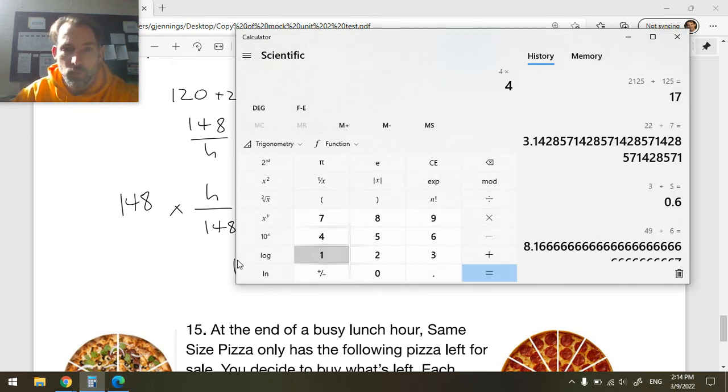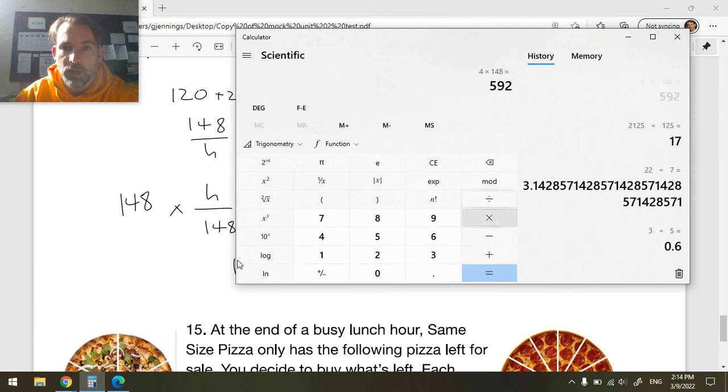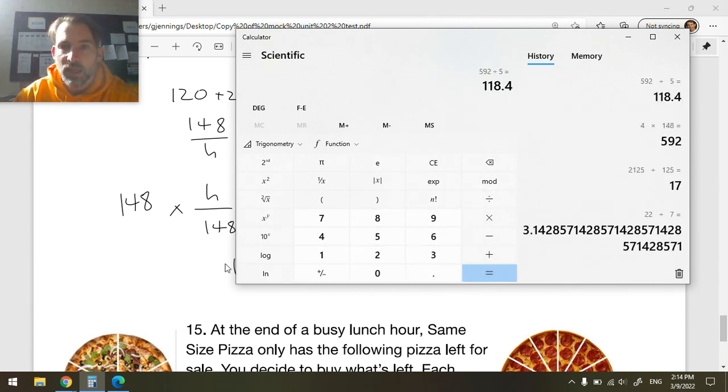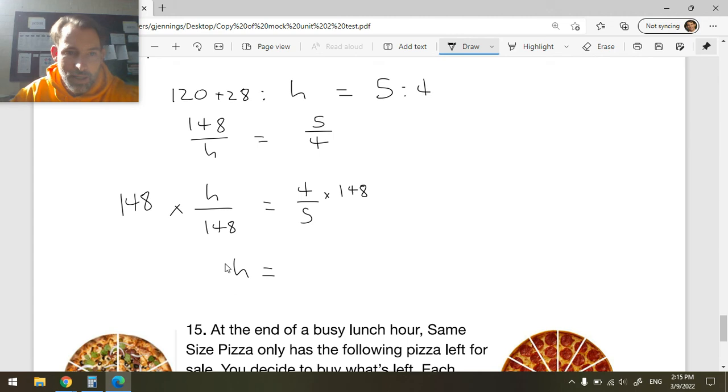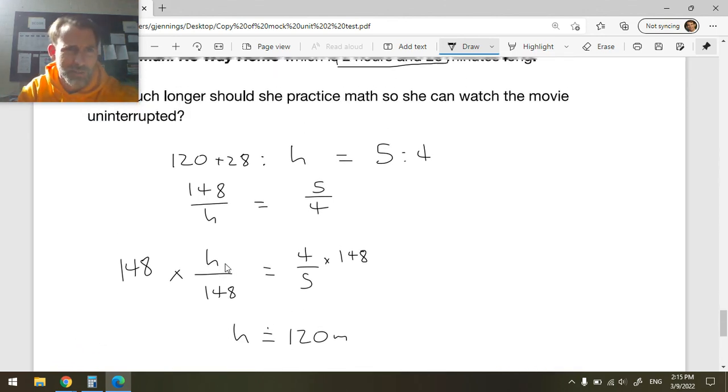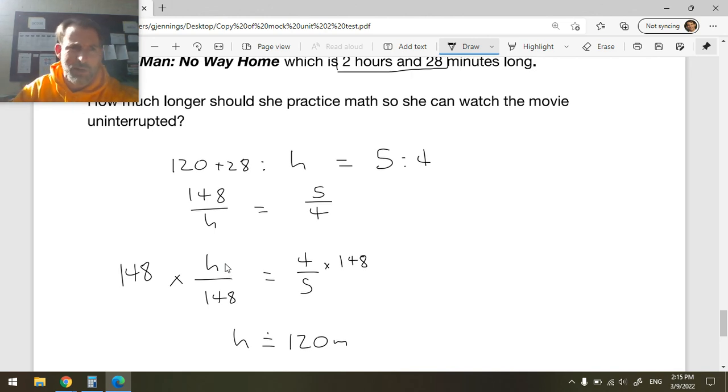4 times 148 equals 592, divided by 5 equals 118 minutes. She needs to do basically 2 hours of math practice, okay? Notice I rounded to the nearest hour because I'm a sane human being. I don't care about 2 minutes. I'm just going to finish my 2 hours of math practice and then go watch my movie. And then my mom's going to give me a high five. I'm not going to negotiate the extra 2 minutes, okay?